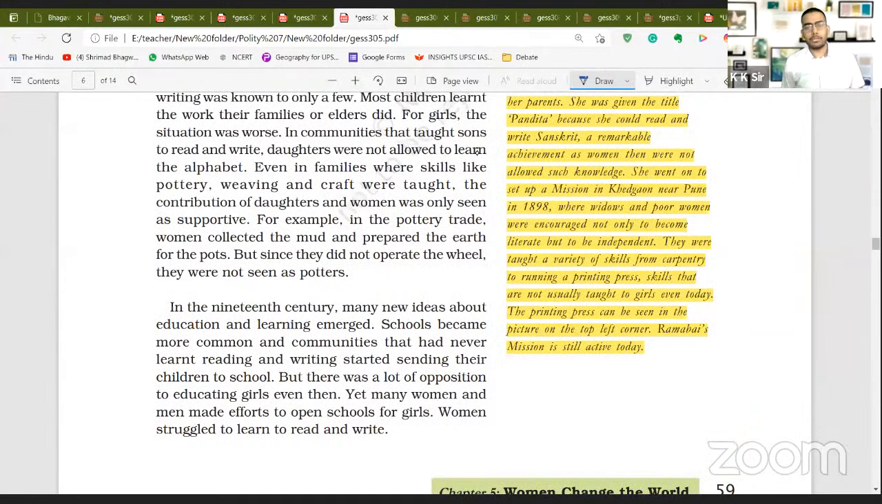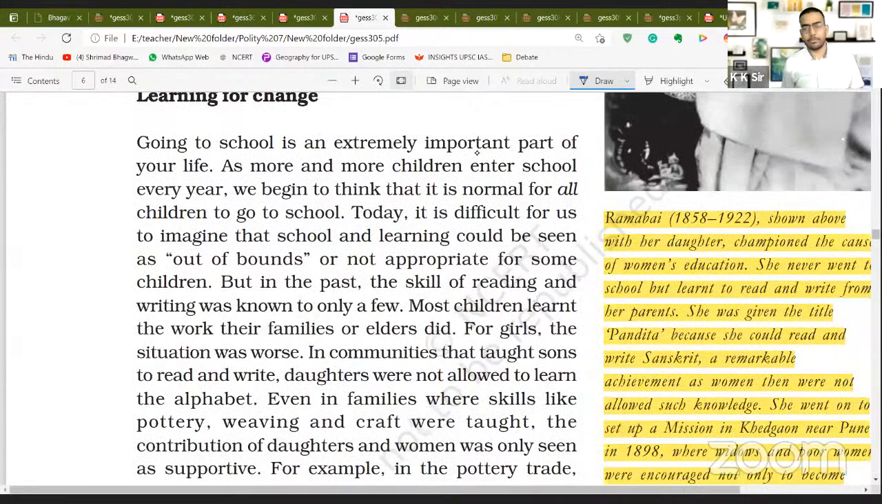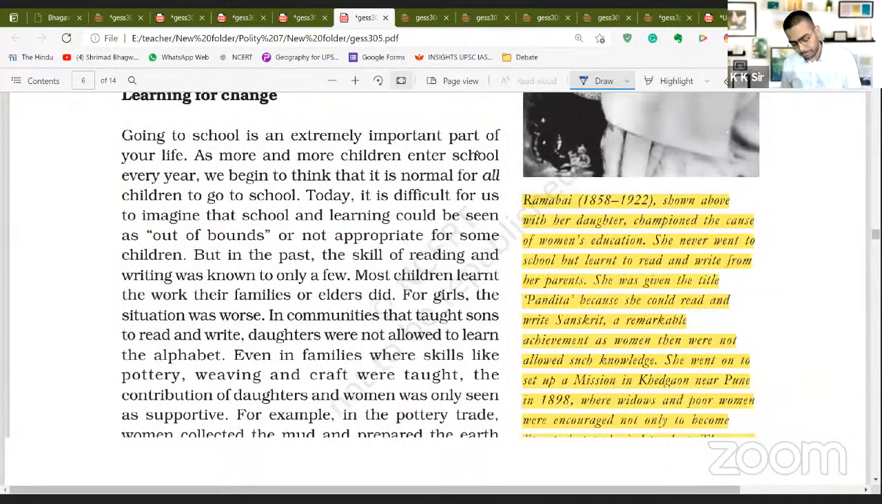This chapter is actually very, very good. You should go and read this chapter in as much detail as you can because there are some very nice examples here.